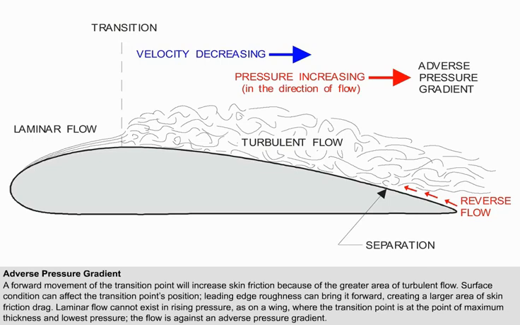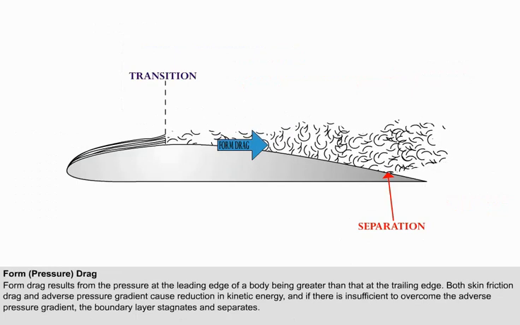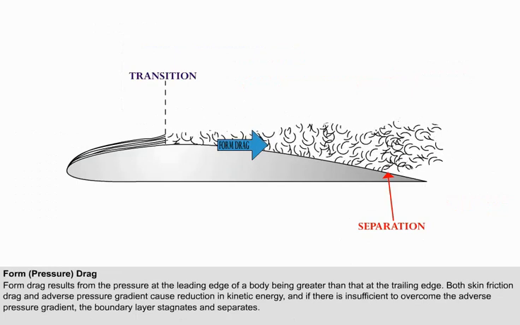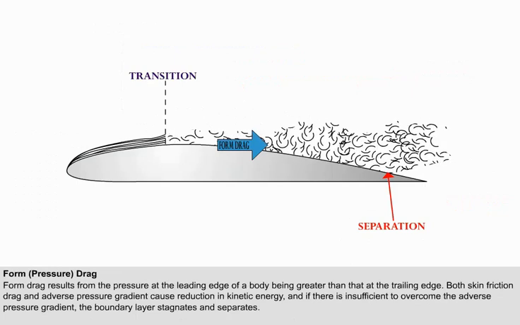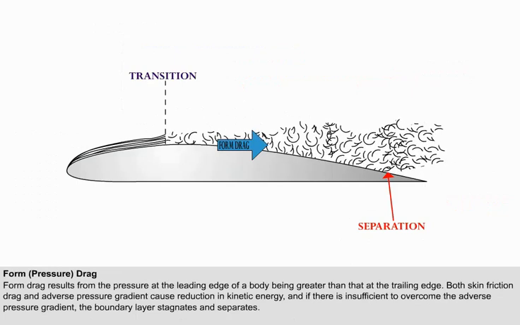It is worth noting that for clarity, the depth of the layers has been exaggerated in the diagrams. In reality, the laminar boundary layer is about 2 mm deep, and thickens to about 20 mm in the turbulent flow. Form drag results from the pressure at the leading edge of a body being greater than at the trailing edge, hence its alternative name.